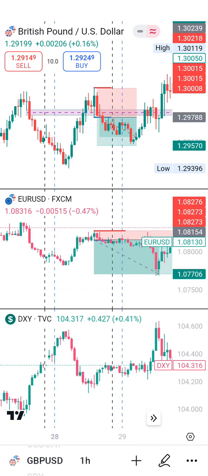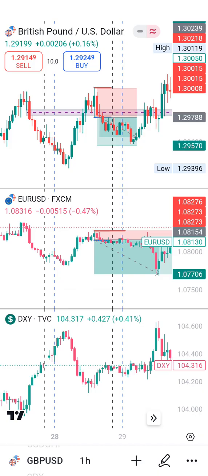3 rules to apply. The first one is to make sure price takes off the Asian high, since we are to go bearish. The moment price takes off the Asian high, not the Asian low, because we want to go bearish. Don't forget the power of 3: accumulation, manipulation, and distribution.